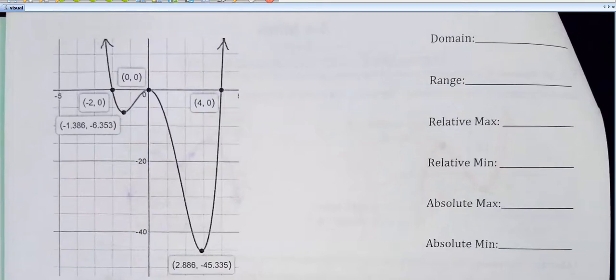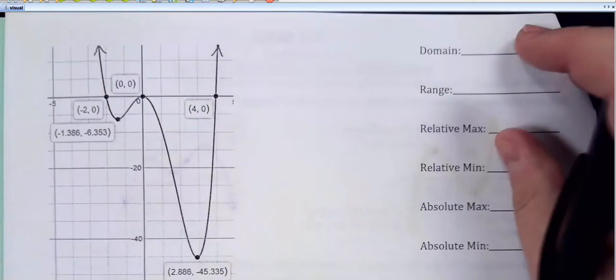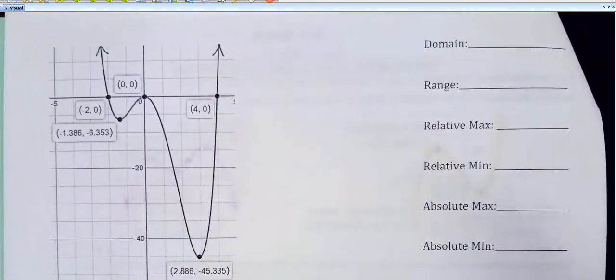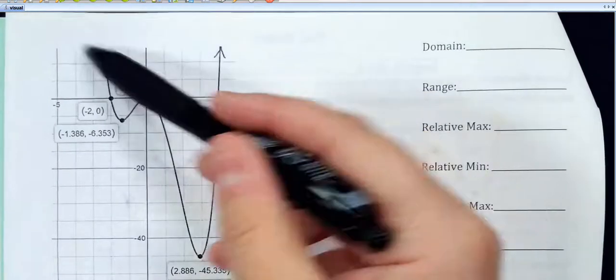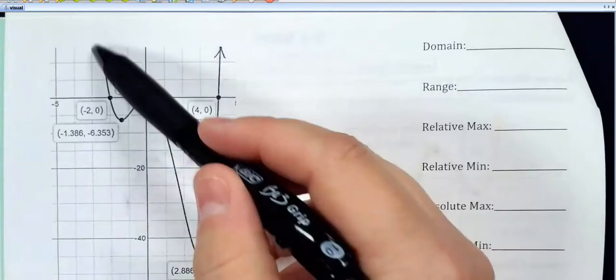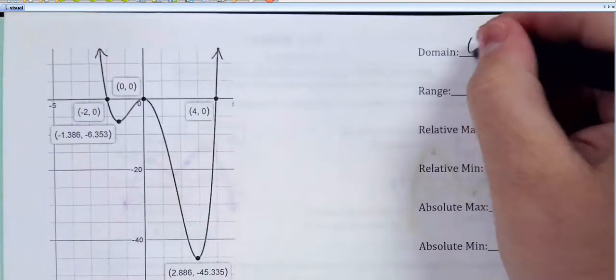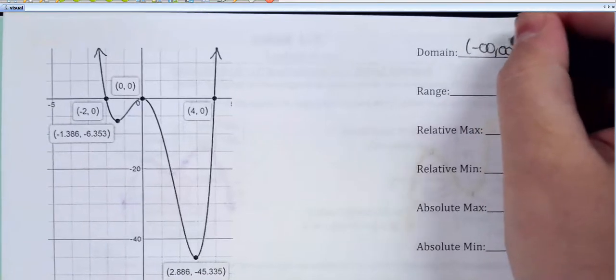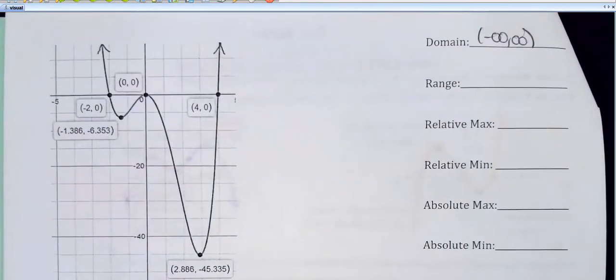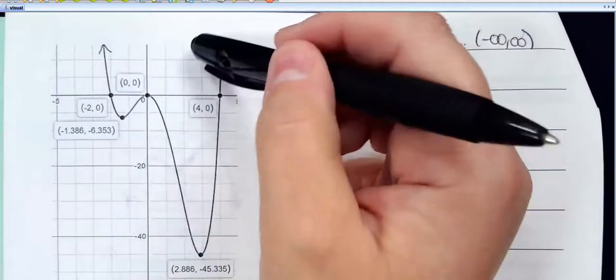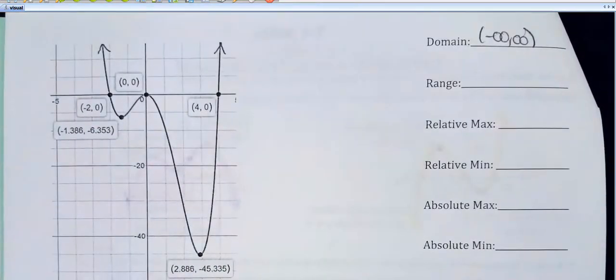Okay, flipped over to the back, a little different graph to analyze. All right, again, domain here, this is going up and up, but it's going left forever and right forever. So the domain for all of these should be negative infinity to infinity. Now, if we have an even function, which we do here, both the ends point up, then we should have a range that is not negative infinity to infinity.